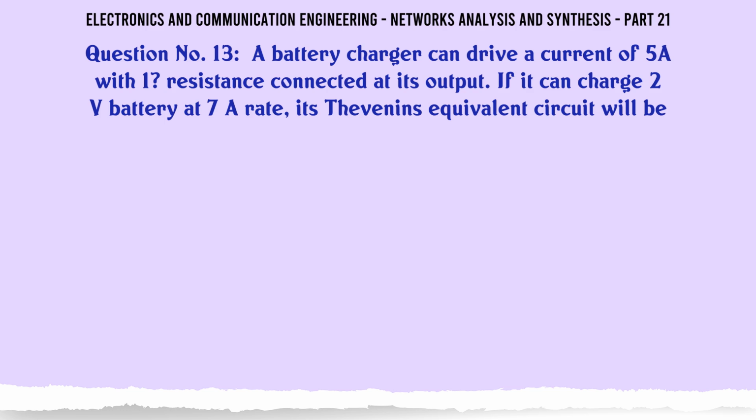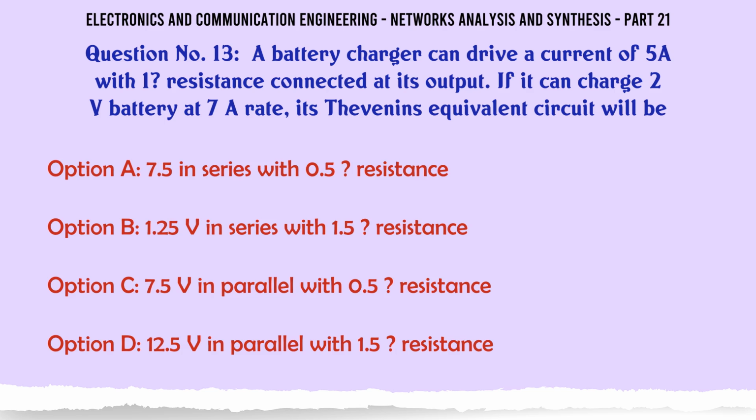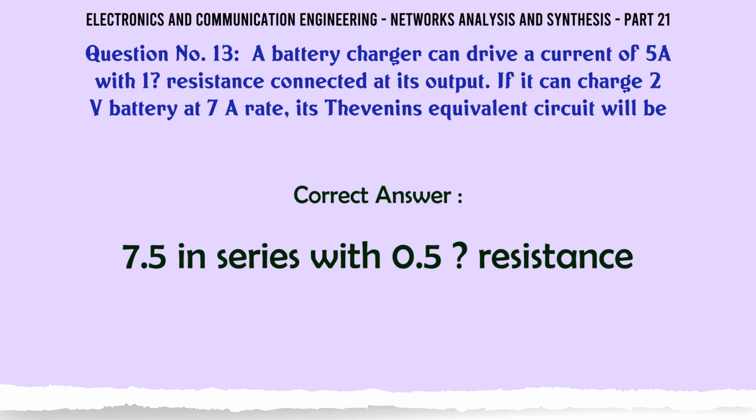A battery charger can drive a current of 5A with one resistance connected at its output. If it can charge 2V battery at 7 A rate, its Thevenin's equivalent circuit will be A 7.5 V in series with 0.5 resistance, B 1.25 V in series with 1.5 resistance, C 7.5 V in parallel with 0.5 resistance, D 12.5 V in parallel with 1.5 resistance. The correct answer is 7.5 V in series with 0.5 resistance.